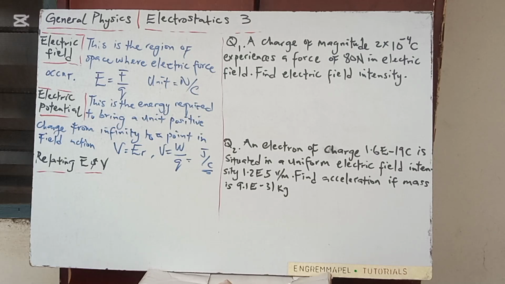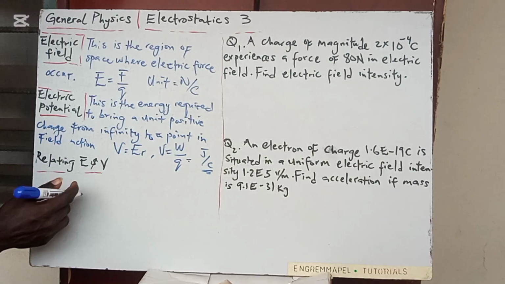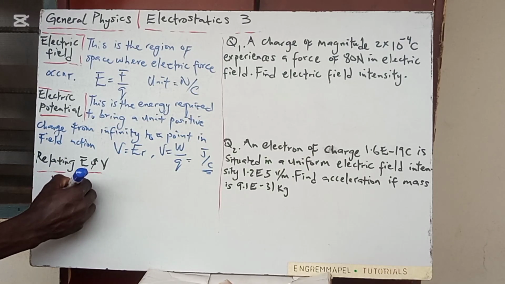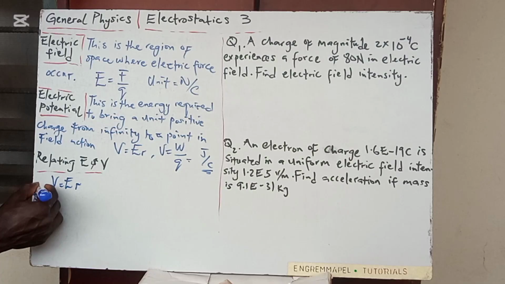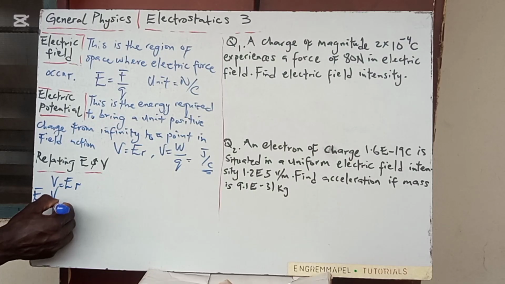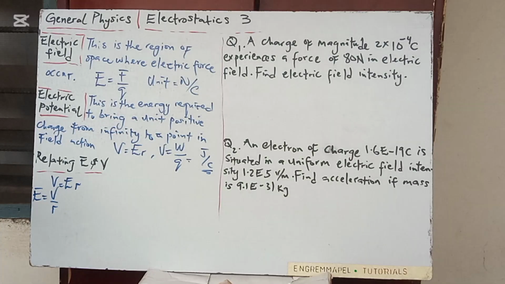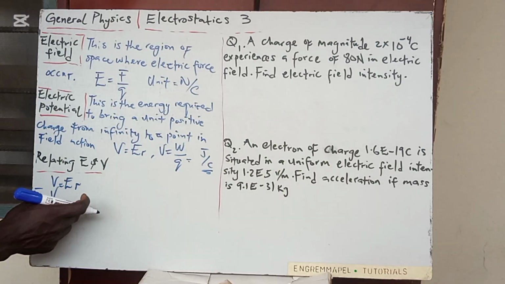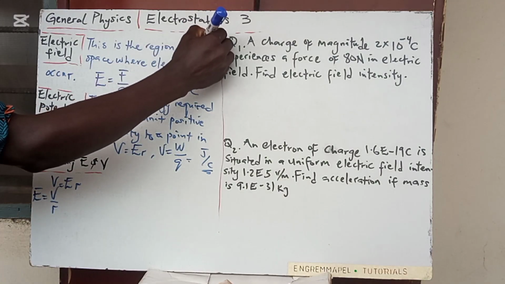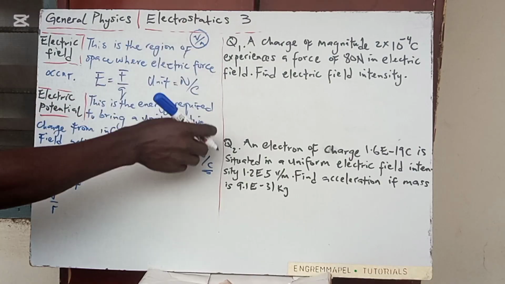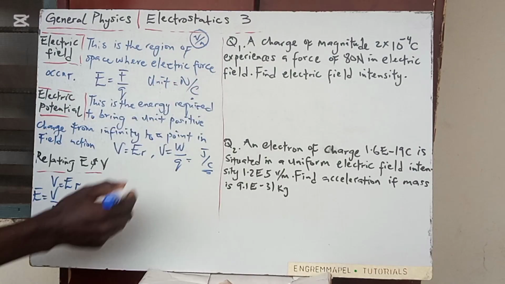Now when we are relating E and V, what are we going to be having? I already said here that V is equal to ER. In that way, electric field intensity will be V over R. That means electric field intensity can also be volts per meter. The unit can either be volt per meter or Newton per coulomb.